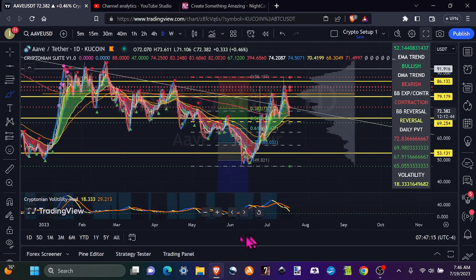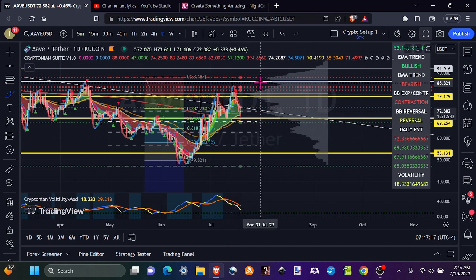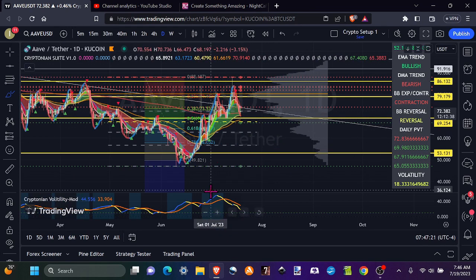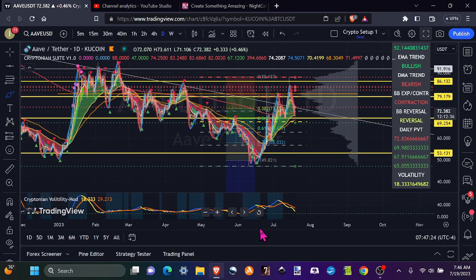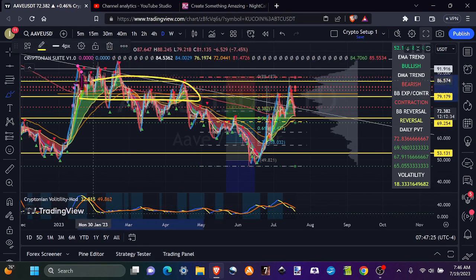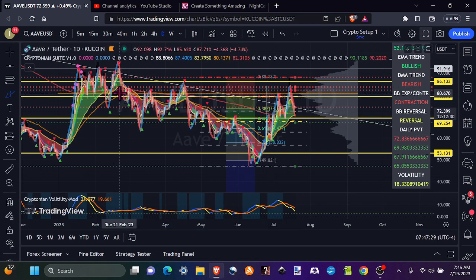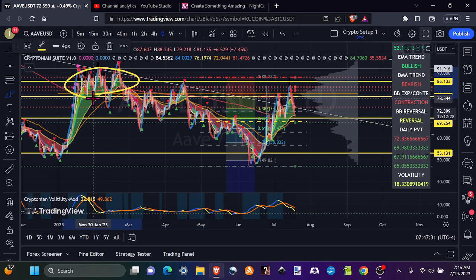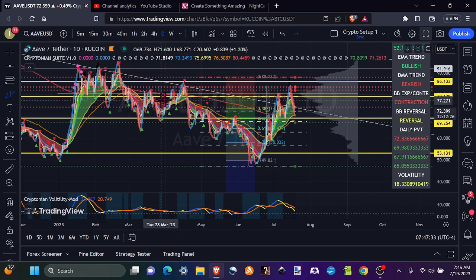The Cryptonian suite is showing that we have multiple red lines here. So this is a resistance area that's pretty strong, created by all of this price action here. All of this being rejected here has created this support, created the lines, and then when we got rejected, they turned red right here. Okay, so this is the area that we're working on.